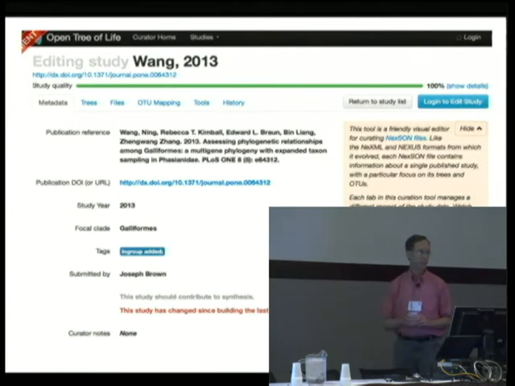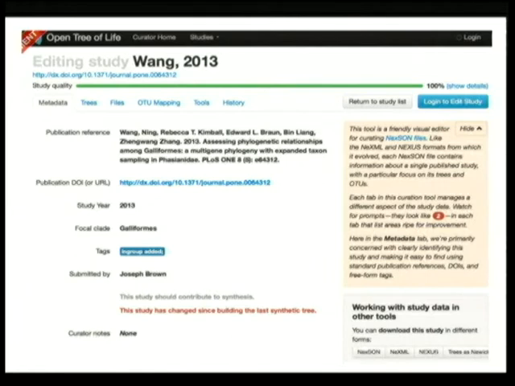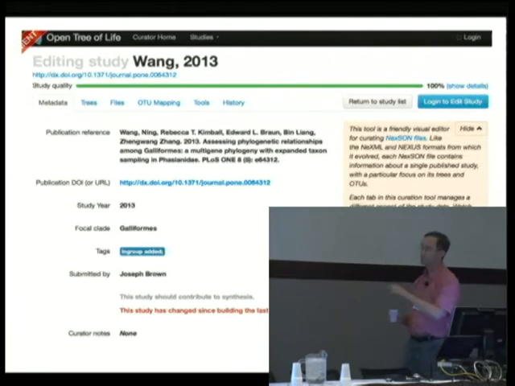So this is what our application is trying to do. This is the sort of curation page for that paper. If you can get a hold of the phylogenetic tree in machine-readable form, you can enter it into this system. There's a fair amount of manual curation required just to get something in. This is just showing you the basic stuff. You want the reference, the DOI, the focal clade.